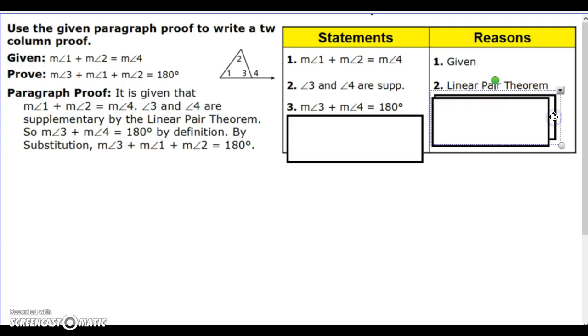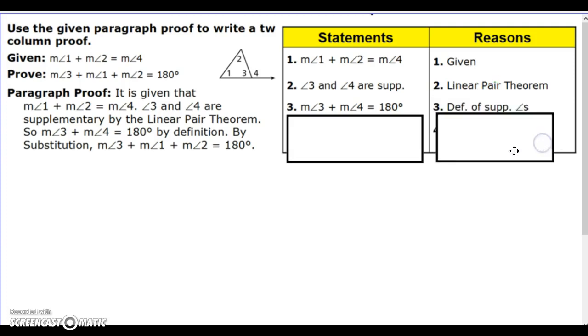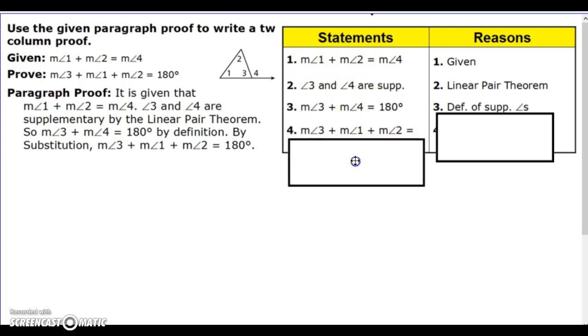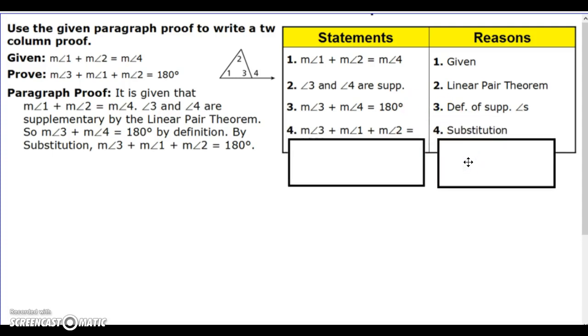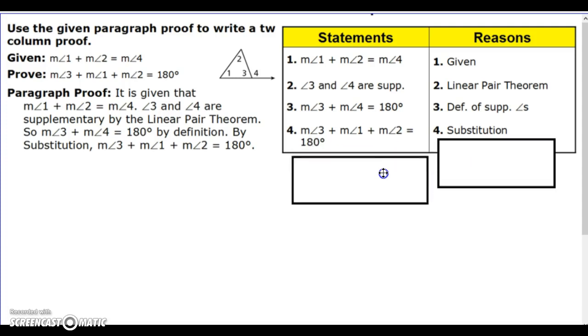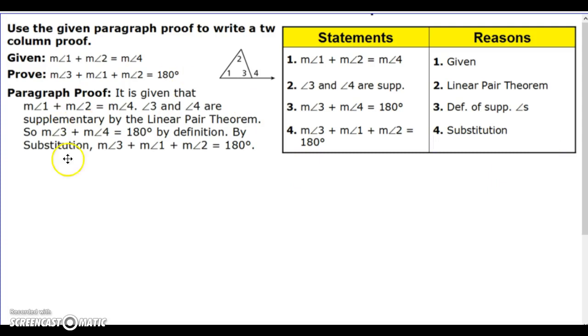We have our definition of supplementary angles. By substitution, measure of angle 3 plus measure of angle 1 plus 2 equals 180. So rather than measure of angle 4, we're going to plug in this expression, right? That's substitution. We're substituting 1 and 2 for the measure of angle 4, and that equals 180, which is what we set out to prove. So here's the paragraph. Here's the two-column proof.